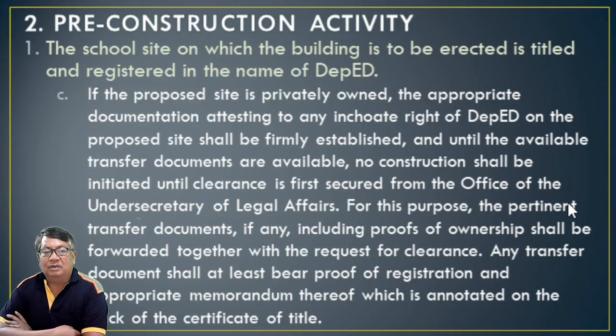Until the transfer documents are available, no construction shall be initiated until clearance is first secured from the Office of the Undersecretary for Legal Affairs. For this purpose, the pertinent transfer documents, if any, including proofs of ownership, shall be forwarded together with the request for clearance, and any transfer document shall at least bear proof of registration and appropriate memorandum thereof, which is annotated on the back of the certificate of land title.